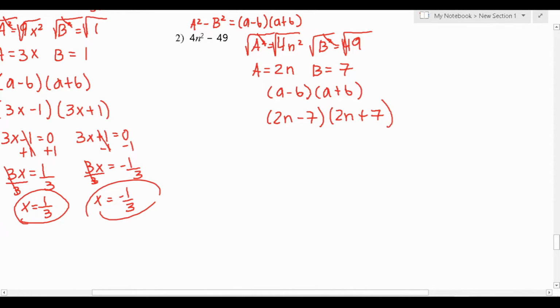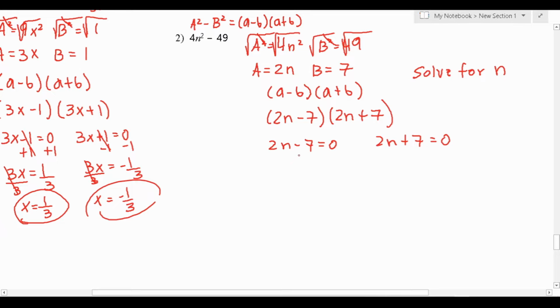Again, on the ASVAB, it might say solve for n instead of just factoring, in which case you have to know, again, that you can break these apart. 2n minus 7 equals 0. 2n plus 7 equals 0. And then solve for n accordingly.